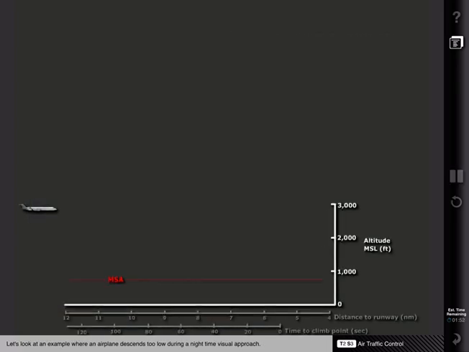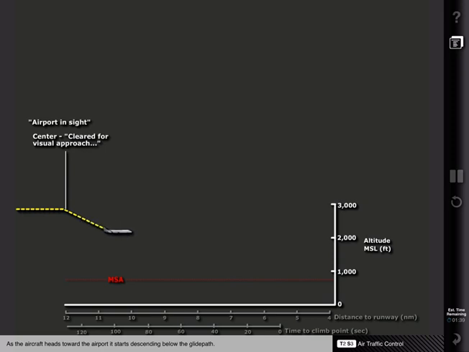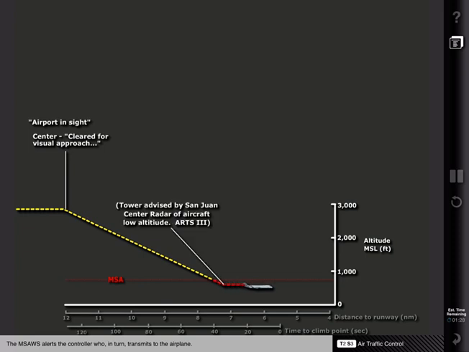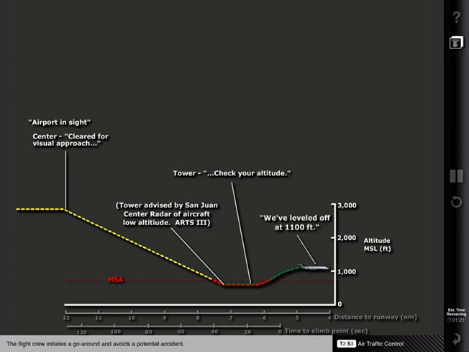Let's look at an example where an airplane descends too low during a nighttime visual approach. Approximately 12 nautical miles from the runway, the airplane is cleared for the approach. As the aircraft heads toward the airport, it starts descending below the glide path. As it continues this descent, the airplane eventually descends below the MSA. The MSAWS alerts the controller, who in turn transmits to the airplane. The flight crew initiates a go-around and avoids a potential accident.